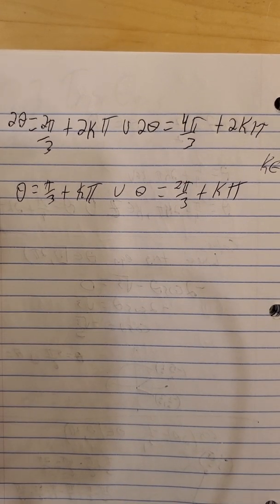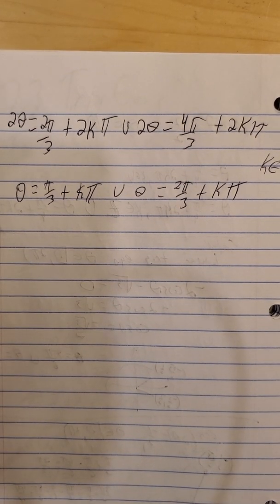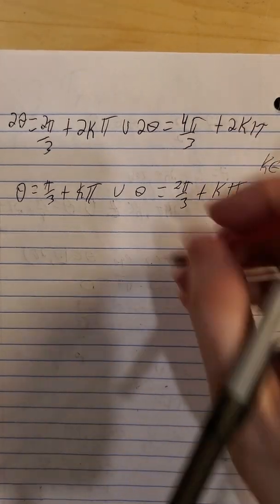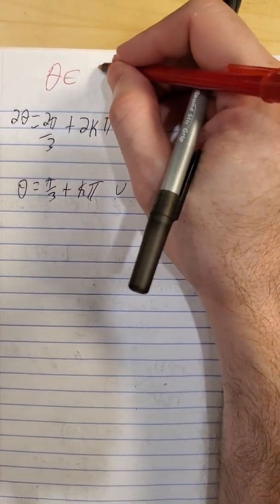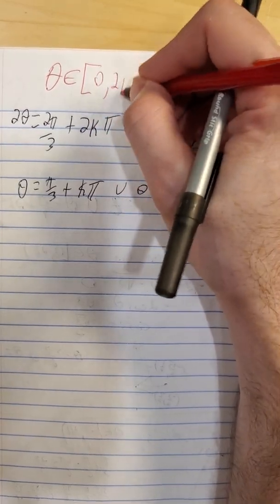At that point, we just see what fits on the interval that we were given. Recall from the previous page, I'll just toss it up here, theta had to be in 0 to 2 pi.